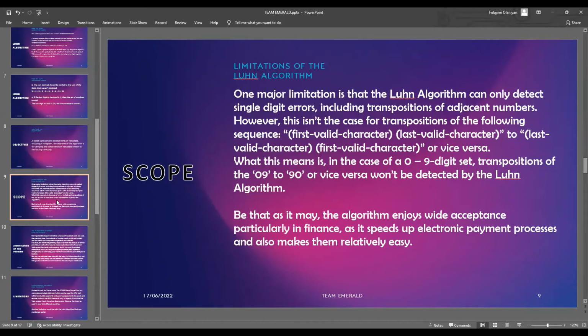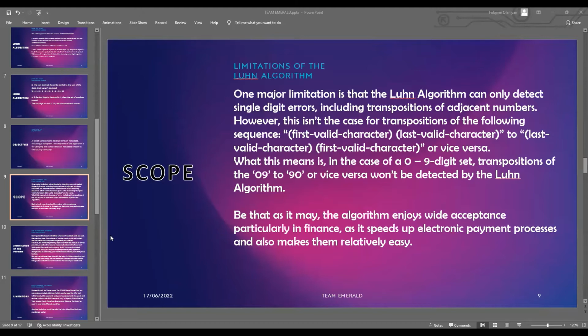All right. So one major limitation is that the algorithm can only detect single-digit errors, nothing more than that, including transpositions of adjacent numbers. However, this isn't the case for transpositions of the first valid character and the last valid character, or vice versa. What this means is, in the case of a 0 to 9 digit set, transpositions of 09 to 90 or vice versa won't be detected by the Luhn algorithm.